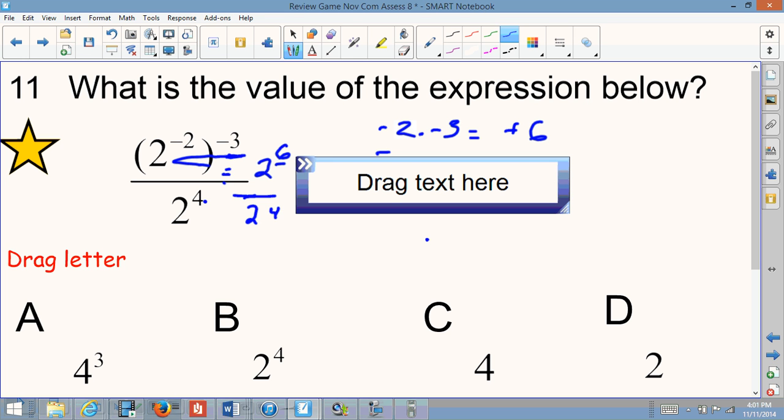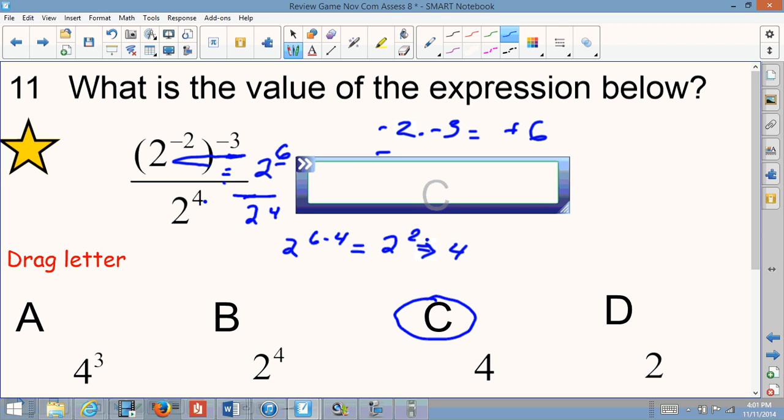So this is the second law where we subtract the exponents. So 2 to the 6th power divided by 2 to the 4th power will give us 2 to the 2nd power. And 2 to the 2nd power is just another way of saying 4. So that's why our answer is going to be C. So a little exercise in laws of the exponent. Good work.